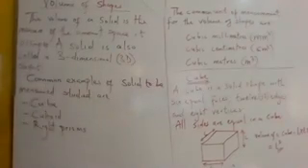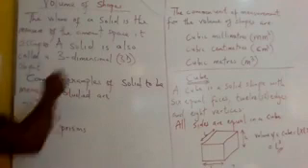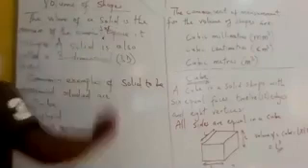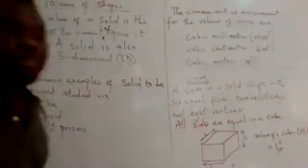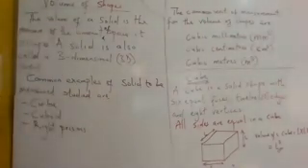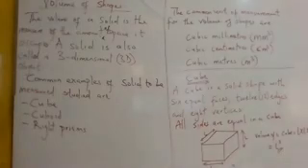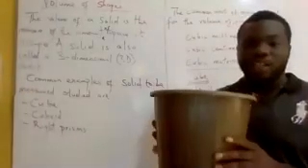It is the measure of the amount of space the solid occupies. That is what the volume of a shape is talking about. Like for instance, if I have a bucket, like this bucket I have here.